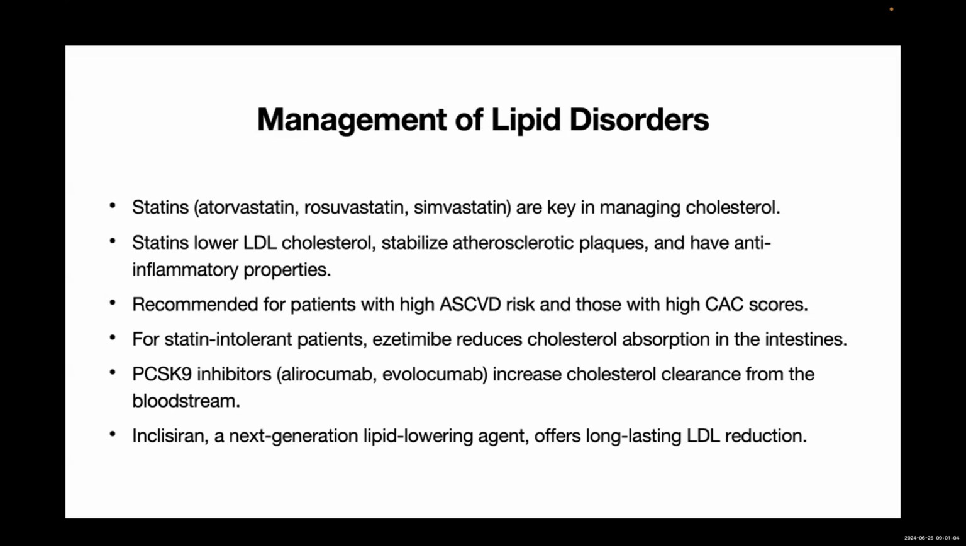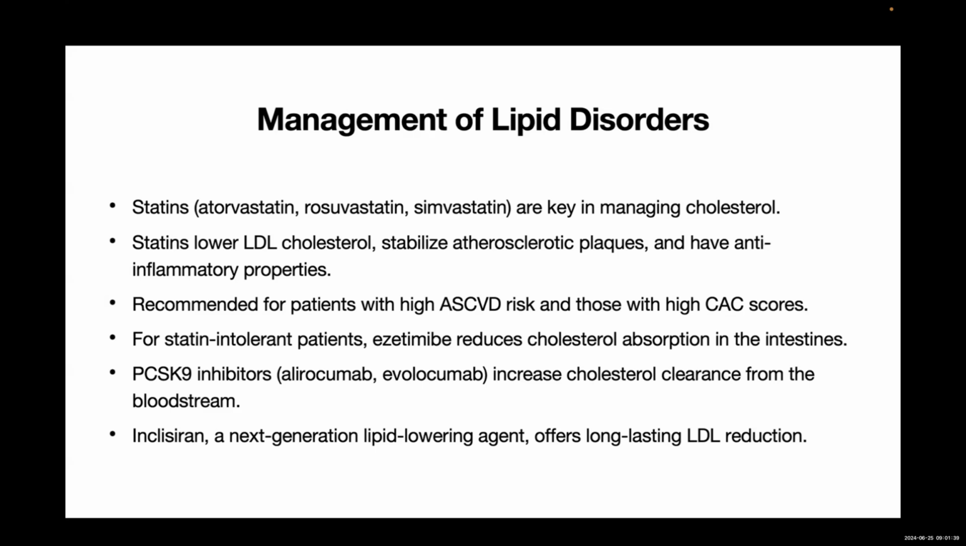Statins not only lower LDL cholesterol but also have anti-inflammatory properties which help to stabilize the atherosclerotic plaques and prevent their rupture. They may also improve endothelial function, reduce oxidative stress, decrease thrombogenicity, and overall contribute to the cardiovascular benefits. For patients who are intolerant to statins, alternative therapies such as ezetimibe, which reduces cholesterol absorption in the intestine, and PCSK9 inhibitors like alirocumab and evolocumab, which lower LDL levels by increasing cholesterol clearance from the bloodstream.